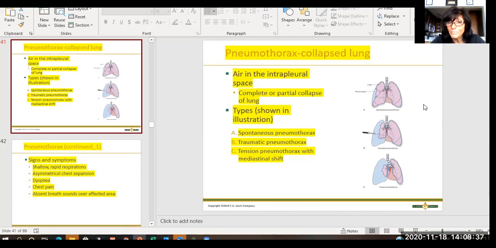There's a traumatic pneumothorax. This guy got stabbed, right? And when he gets stabbed, what happens is air gets in there because now you have a hole from the outside going in, which lets air in. So that's traumatic. And then there's a tension pneumothorax with a mediastinal shift. I'm not going to get into details about that. No one's really going to ask about it, but that's what that looks like.